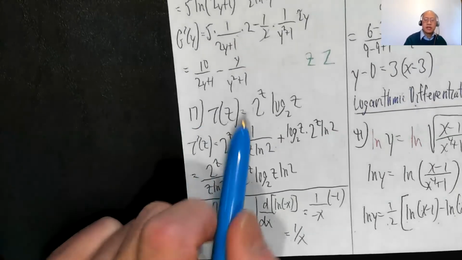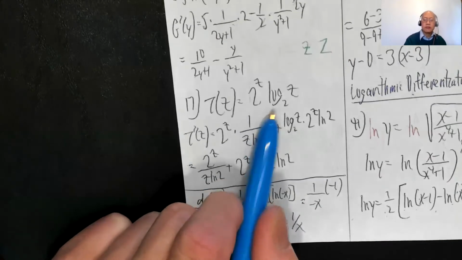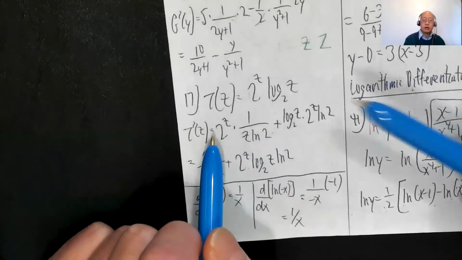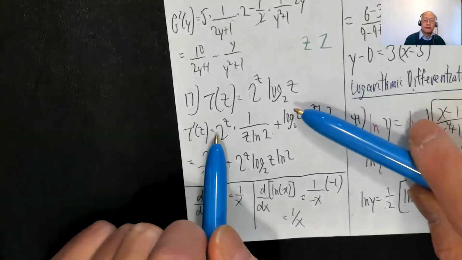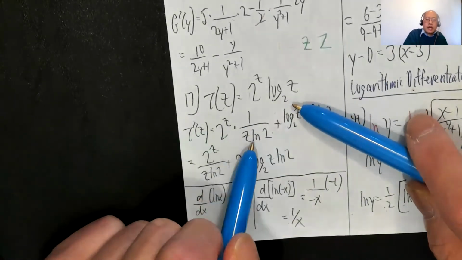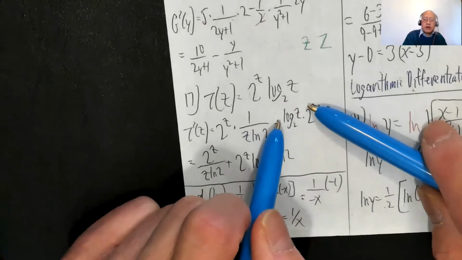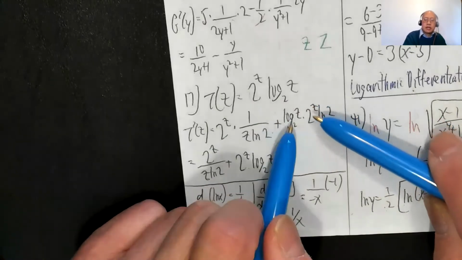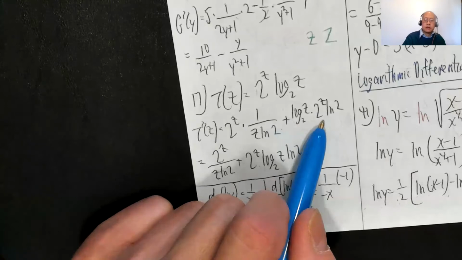Okay, T of z is 2 to the z log base 2 of z. That's a product rule. So T prime of z is first times derivative of second, derivative of log base 2 of z is 1 over z ln 2, plus second function log base 2 of z times derivative of the first, derivative of 2 to the z is 2 to the z ln 2.